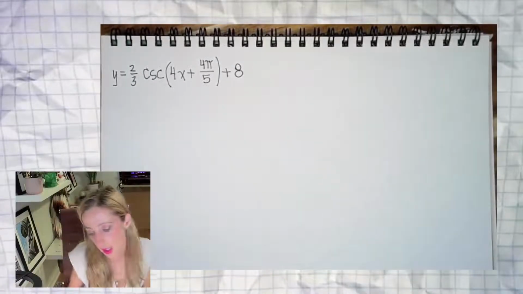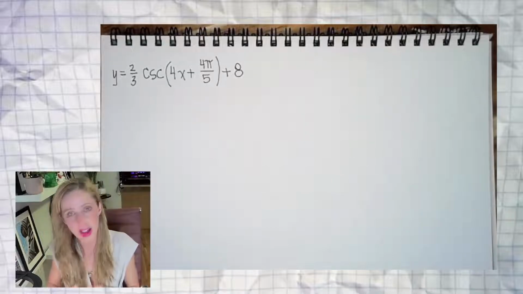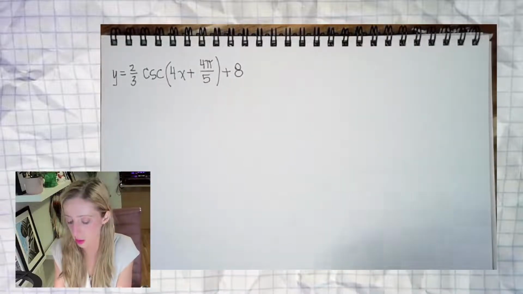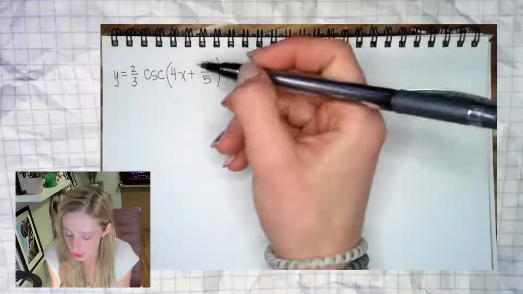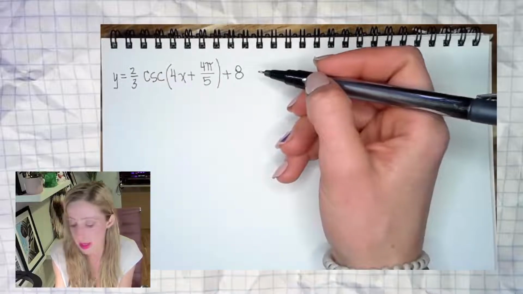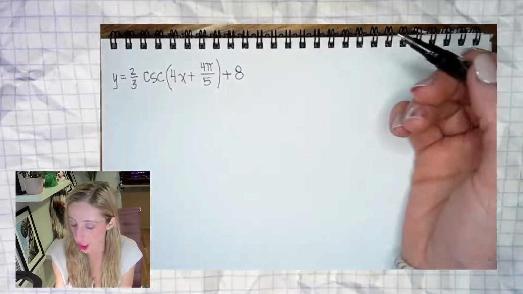Hey everyone, we are going to check out and see how you did on this example that I asked you all to do on your own. So this is an example of the COSECANT function. It's our first time graphing one of the reciprocal functions entirely on our own.